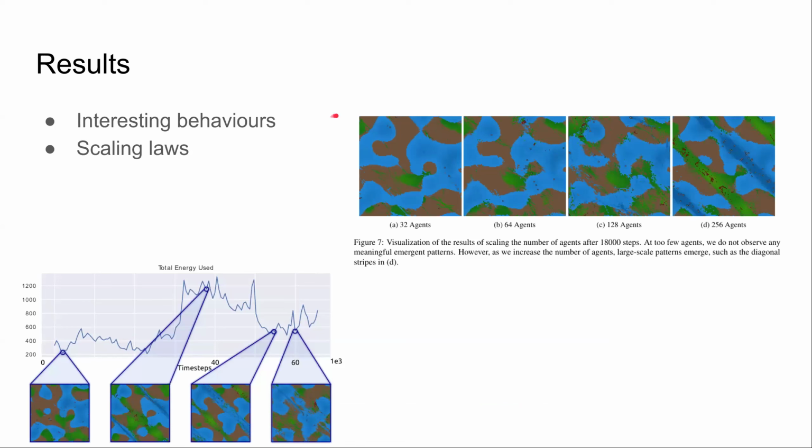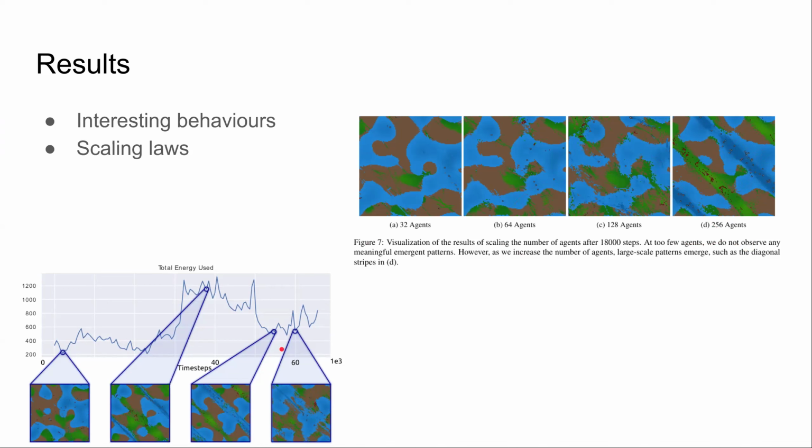Some other results in terms of scaling. At the top right here, we investigate using the same starting conditions but with different numbers of agents. What we find is that we see this very structured line behavior only when we exceed a certain number of agents. With too few, that behavior doesn't really emerge.